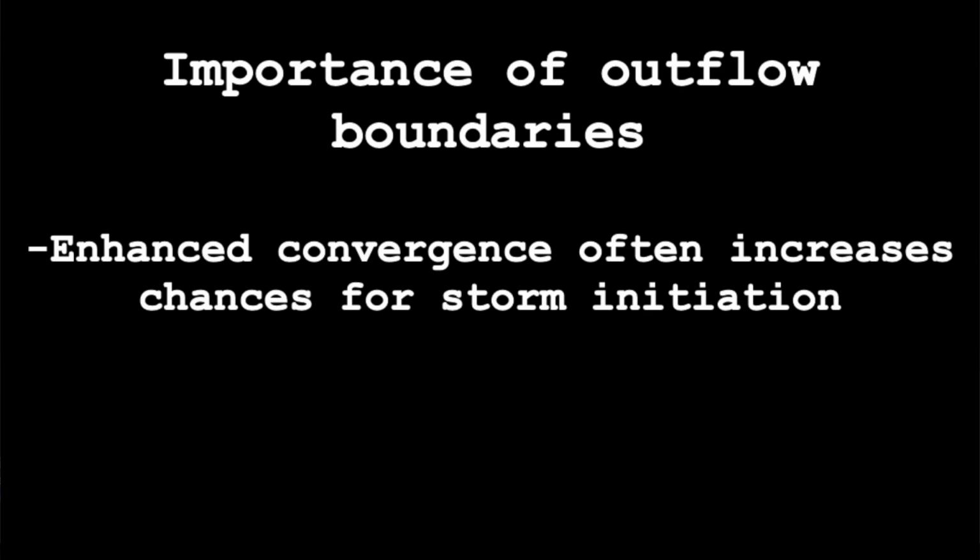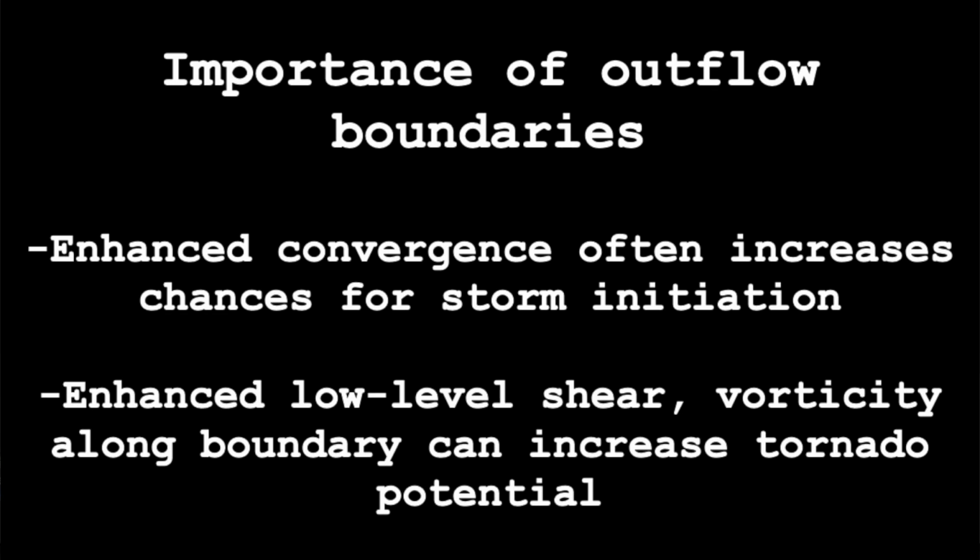And number two, supercells that can anchor to and track along an outflow boundary may have increased chances of producing tornadoes because outflow boundaries have enhanced low-level wind shear and vorticity, a fancy word for spin, along them. So supercells can tap into that enhanced low-level shear and can ingest the vorticity along the boundary to have increased chances of producing tornadoes compared to storms that are not anchored to the outflow boundary.